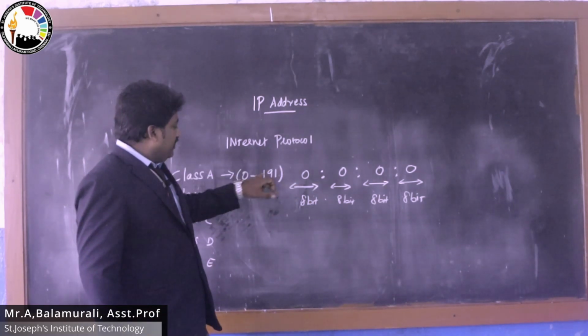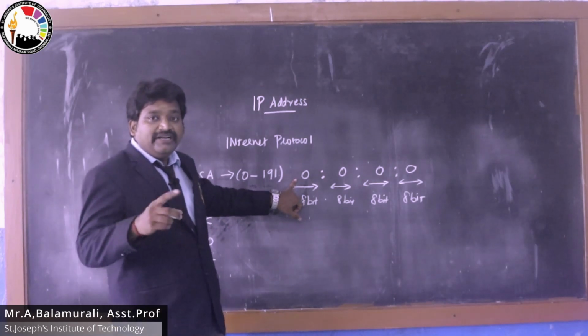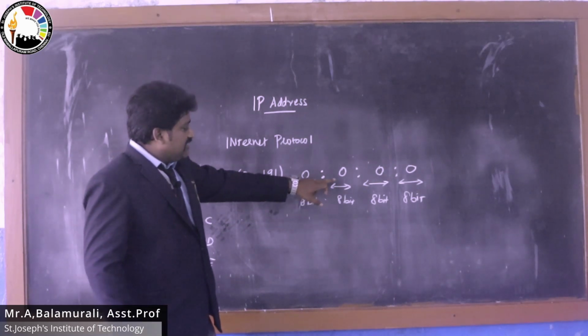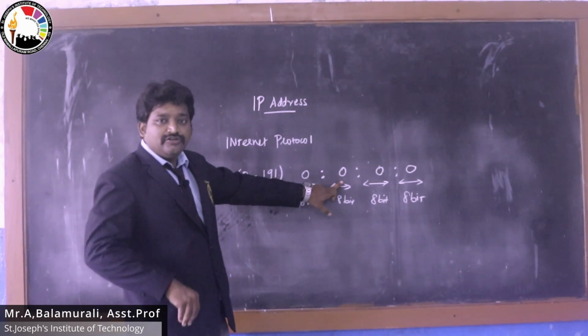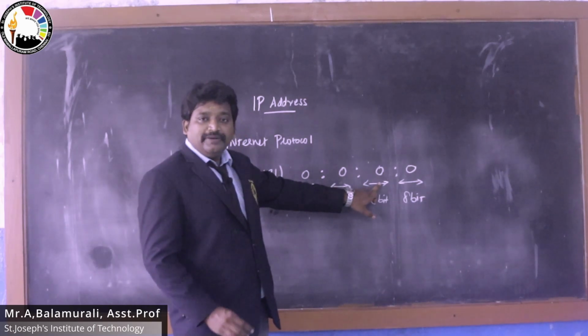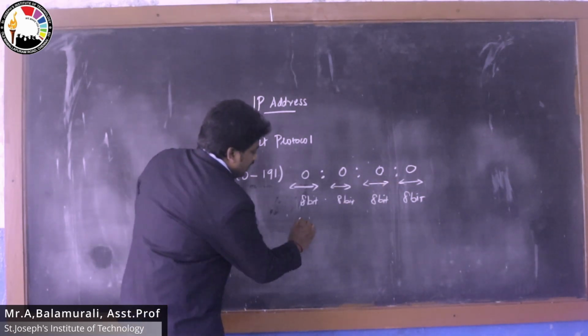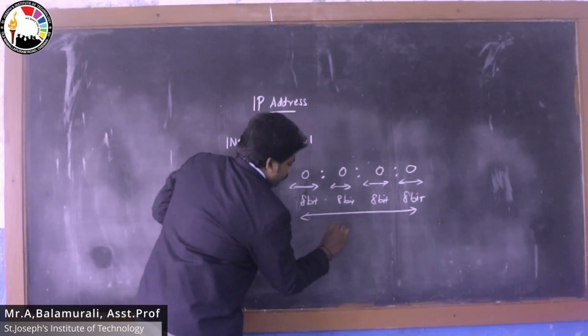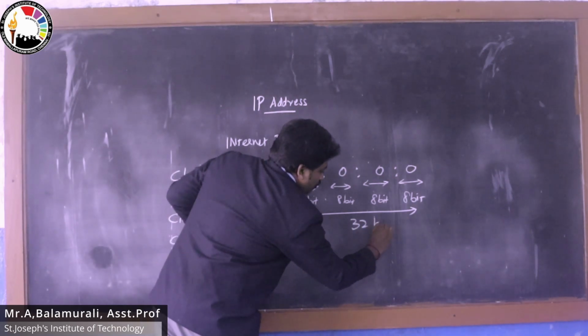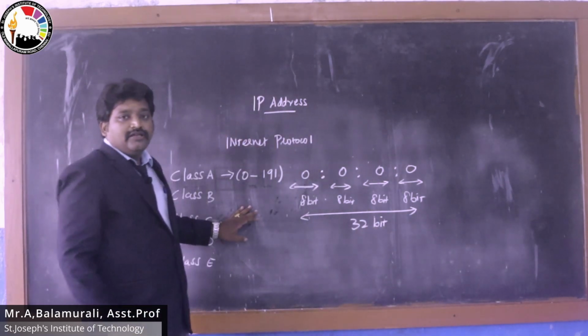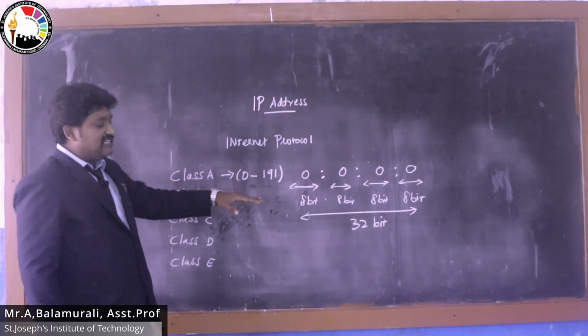So for example, if you give 0, it will take a total of 8 bits of zeros. At the same time, here also 8 bits of zeros, and here also 8 bits of zeros, the same procedure. So totally we have 32 bits. So the IP address total range is 32 bits.